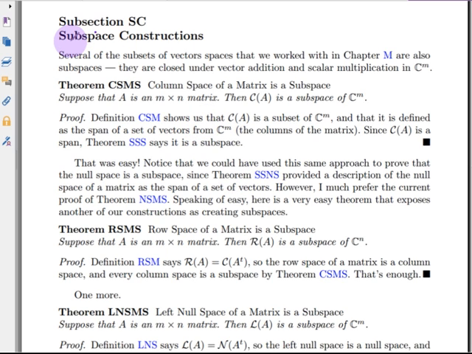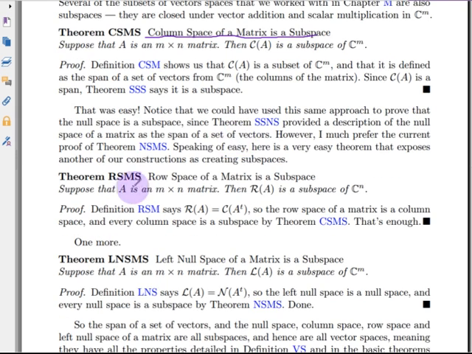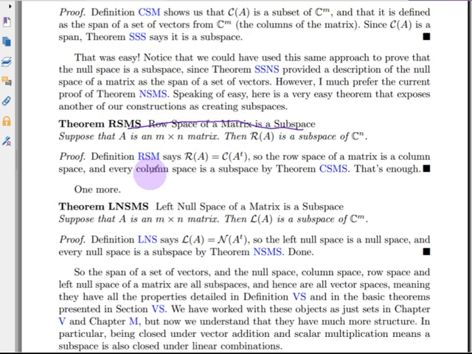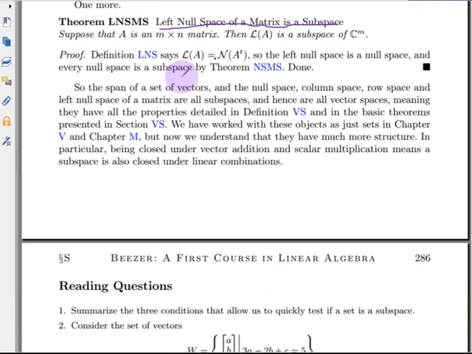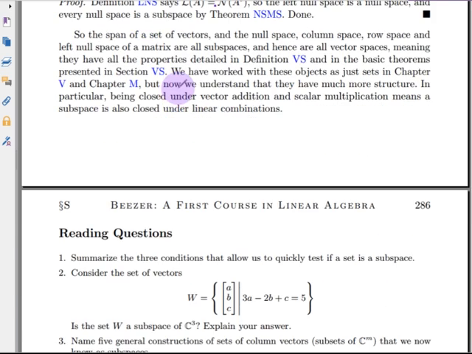Okay, so this subsection really contains some corollaries from the previous section. Corollary means a very automatic consequence, and we can pretty much just get by mentioning these things. The column space of a matrix is a subspace because it's the span of the columns. The row space of a matrix is a subspace because it's the span of the rows. The left null space of a matrix is a subspace because it's also a null space. And we already showed that a null space is a subspace. So that pretty much takes care of that subsection.